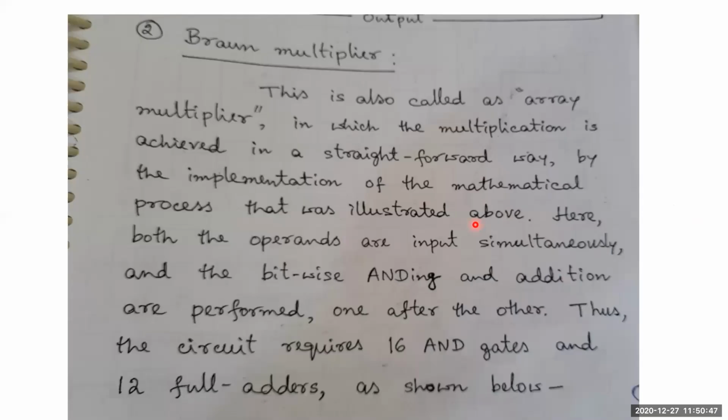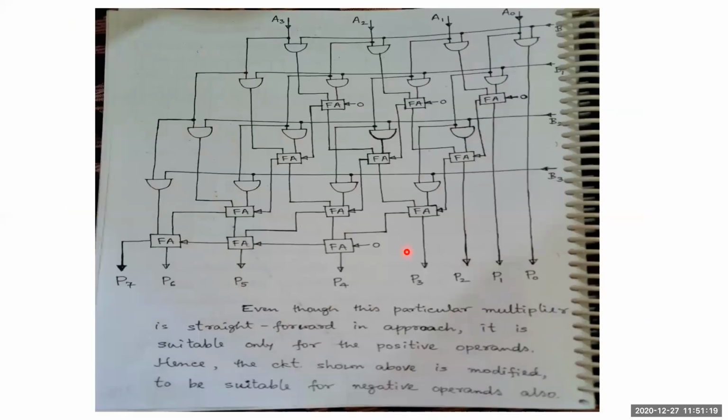As per my notes, the previous one was serial parallel multiplication. Hence, both the operand inputs are given simultaneously and the bitwise ANDing and addition are performed. Similarly, what we are doing there, we are trying to AND the operands, which means you are multiplying them, and then again you are adding. The same thing will be done over here. It's an array multiplier, one after another. Thus, the circuit requires 6 AND gates and 12 full adders. So this is how the Braun multiplier can be done.